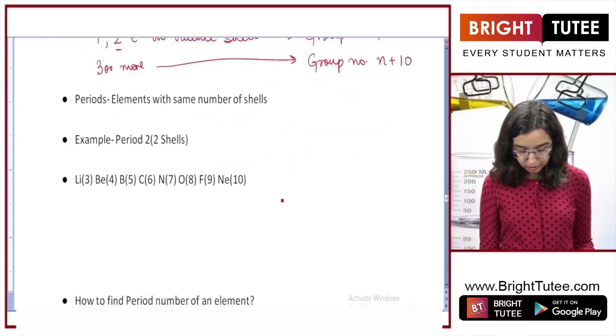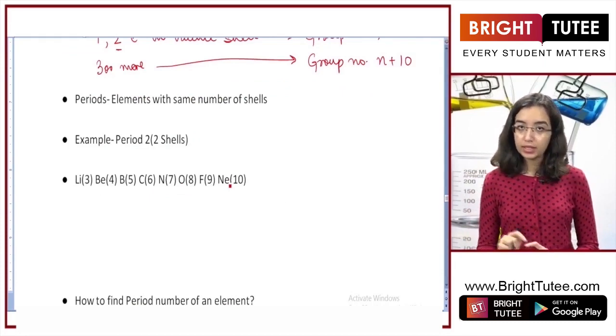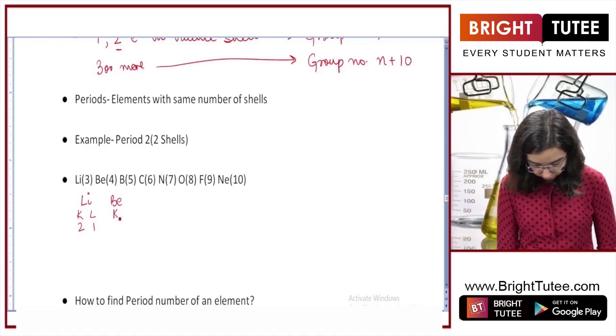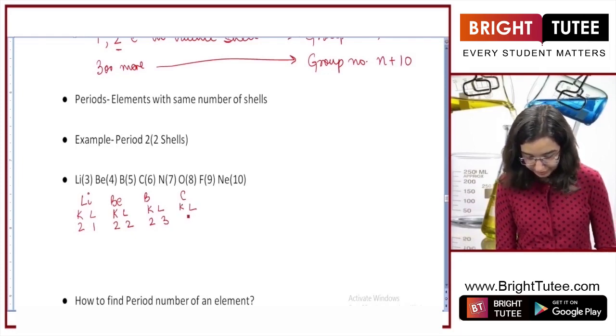The period 2 has elements of lithium, beryllium, boron, carbon, nitrogen, oxygen, fluorine, neon. All of them have the same number of shells. I will demonstrate this to you. So lithium has atomic number 3. Beryllium has 4. Boron has 5. Carbon has 6.